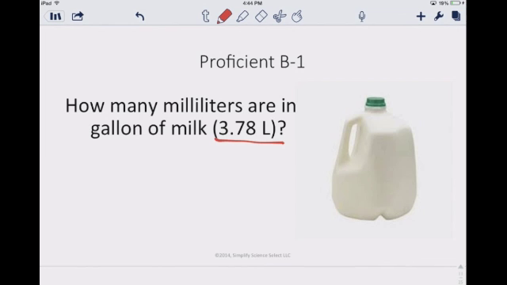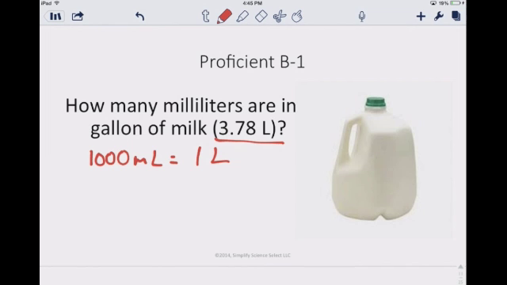So this equals this. And in this case, we're looking at milliliters and liters. So when we're looking at this, there are 1,000 milliliters, which equals 1 liter, because we know that a milliliter is 1,000 times smaller than a liter. So this is our statement of equality.